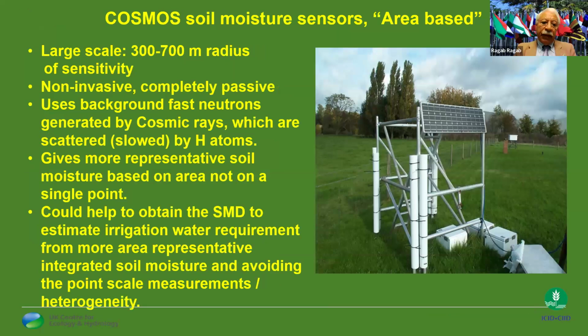The Cosmos moisture sensor is a large scale measurement, with a 300 to 700 meter radius of sensitivity. It is non-invasive and completely passive. It uses background fast neutrons generated by cosmic rays, which are scattered and slowed by H, or hydrogen atoms. It gives a more representative soil moisture based on area, not on a single point. It could help to obtain the soil moisture deficit, to estimate irrigation water requirement from a more area-representative integrated soil moisture, and avoid the point scale measurements or heterogeneity.